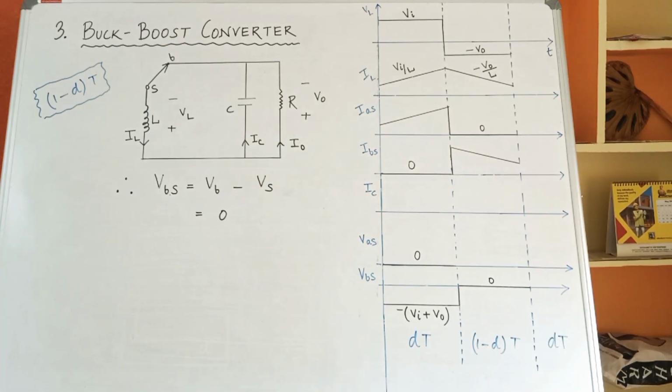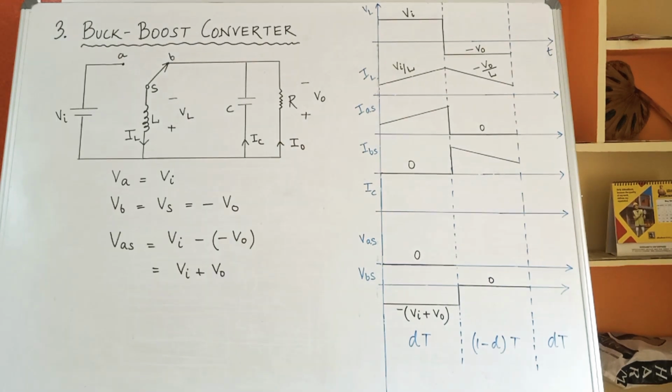Next, we will plot the voltage VBS. As you can observe, the circuit S and B point are short circuited, so both will have the same potential, hence VBS will come out to be 0. Thus, VBS when represented in the waveform, I have marked during this 1 minus dt period as 0 by making the x-axis bold. Next, we will plot the value of VAS.